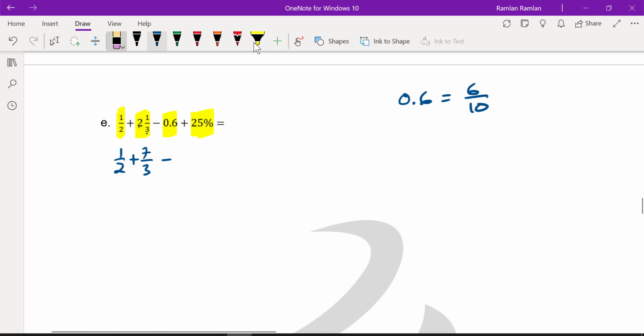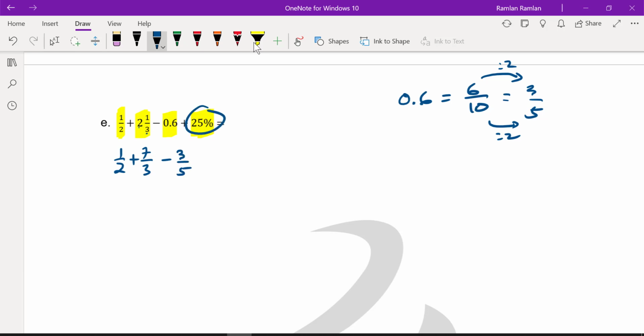Or I can change this again, guys. 6 over 10 can be changed to 3 over 5, since we know that both of these numbers have the highest common factor of 2. Divide this by 2, you get 3. Divide this by 2, you get 5. Okay, so I'm going to write this down as 3 over 5.